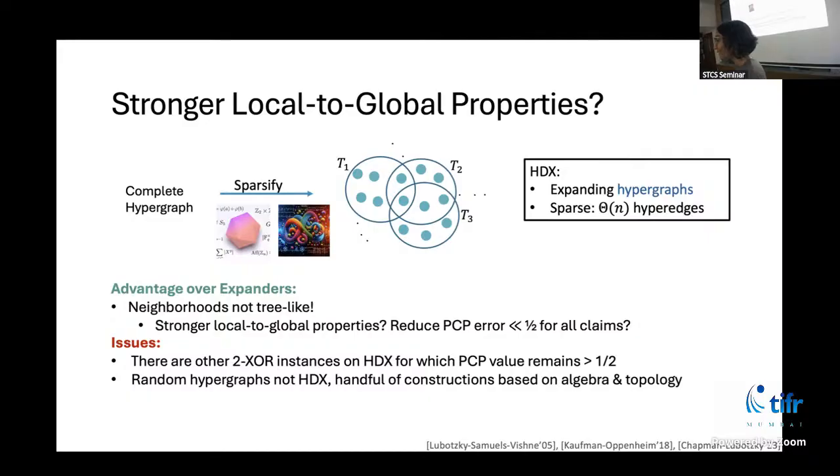But what is the stronger local to global? Oh, that is just that neighborhoods are not tree-like. Are you saying that there is some other property of HDX using which maybe we can solve this issue, that any 2 CSP that you're given on an HDX, you can reduce? I need an example to process it. What is an example for PCP values? Some easy example where the PCP value remains more than half after adding these cliques.